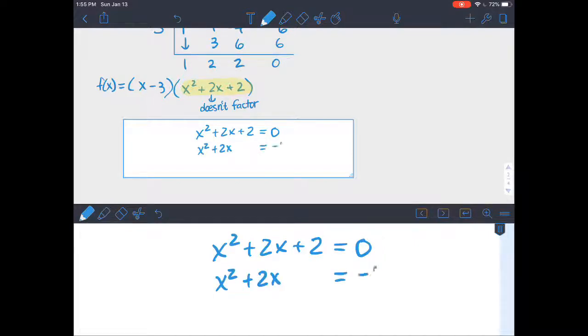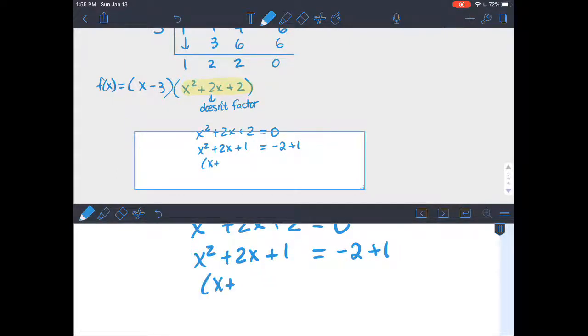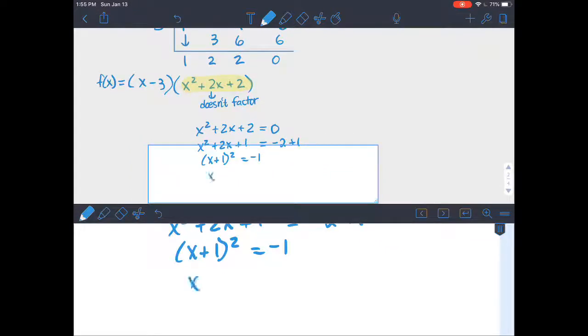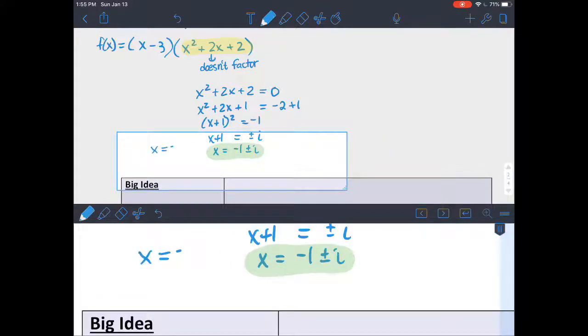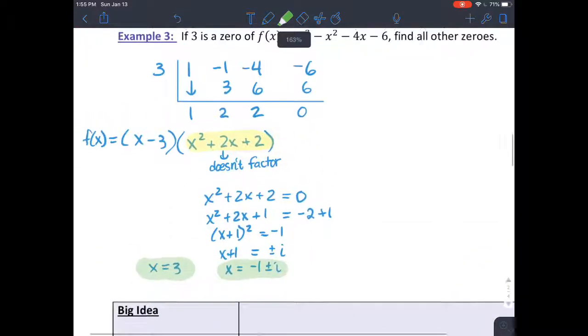Okay, so I can make that, subtract my 2 over, add 1 to both sides, (x plus 1) squared. Take the square root, plus or minus i, and then subtract 1. I end up with zeros of negative 1 plus or minus i. So my three zeros are negative 1 plus i, negative 1 minus i, and the 3 that I had originally.